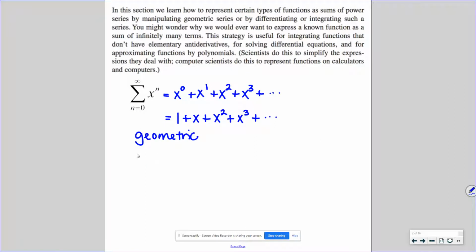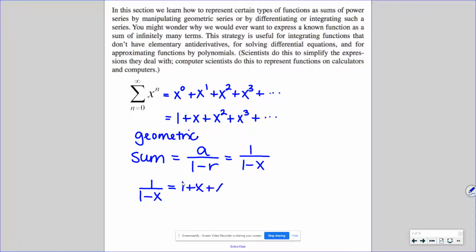And because it's geometric, we can find the sum of the series. The sum of the series is always found by doing a over 1 minus r. And in this case, a is 1, the first term. R is x, because you're multiplying by x each time. And so the sum of the geometric series and the terms of the geometric series are equal to each other. So we can conclude that 1 over 1 minus x represents the sum of a geometric series, which also represents 1 plus x plus x squared plus x to the third and so forth.